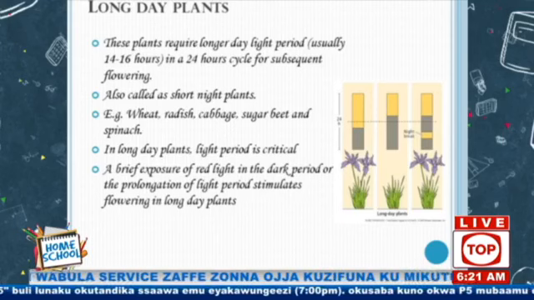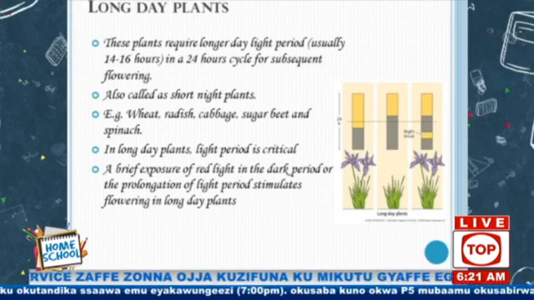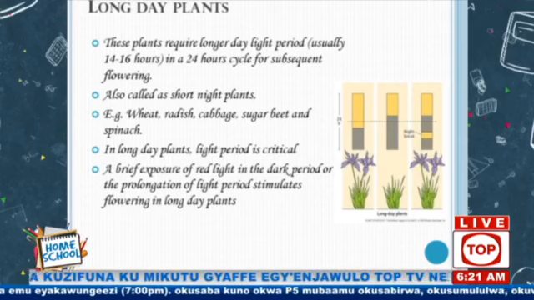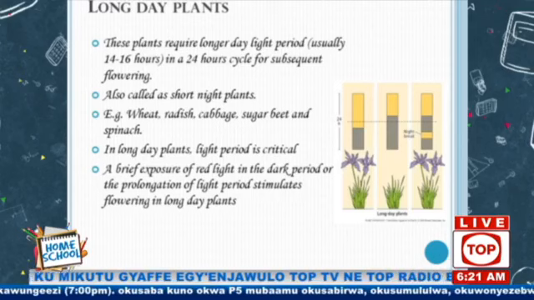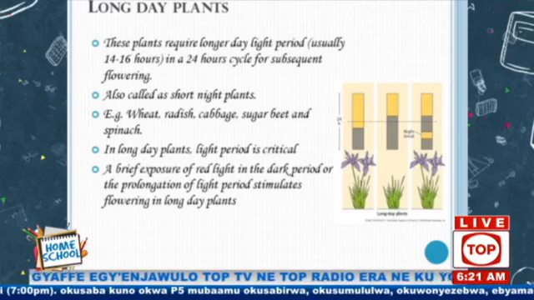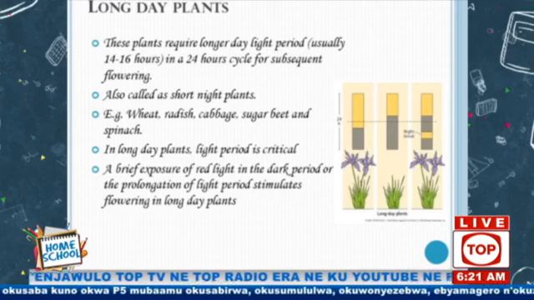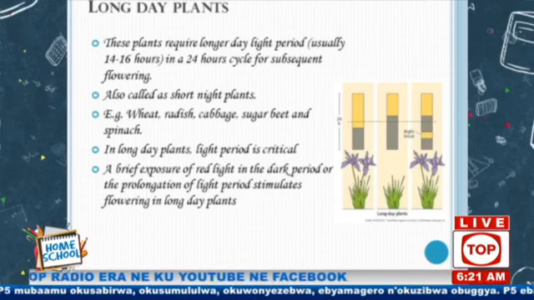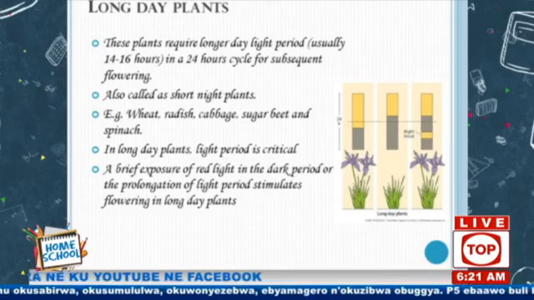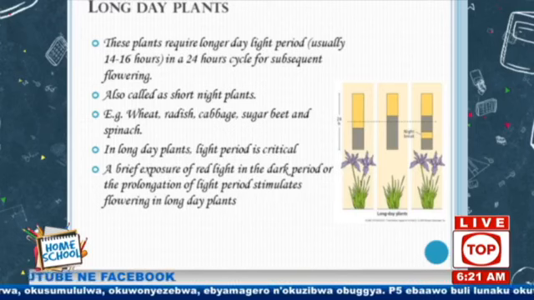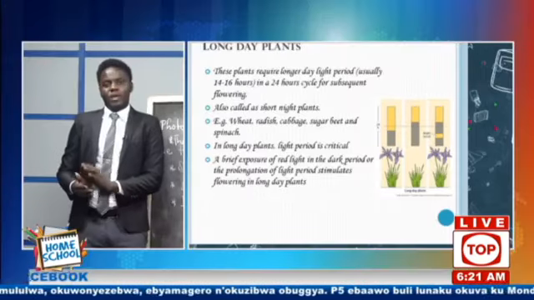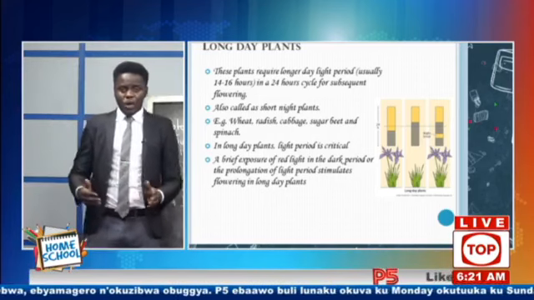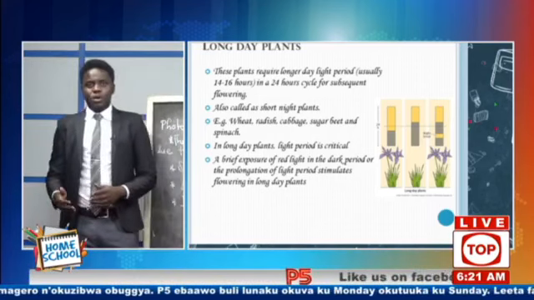Now, unlike short day plants where the long night period is critical, in long day plants the daytime, the light period, is critical. Interfering with the day period may cause a failure of flowering. Yes, because remember, these plants require a shorter period of the night. So the longer the darkness, the more they are going to fail to flower.